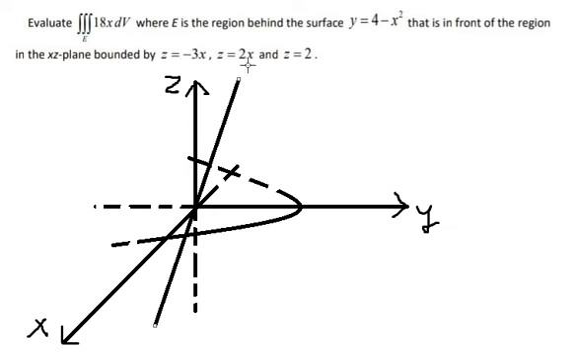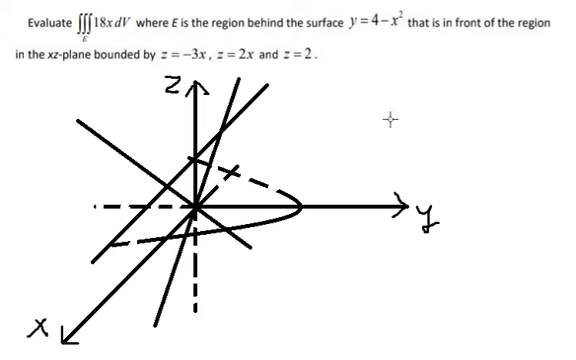z equals 2s. The line should be like this. z equals 2. The line should be like this. Now, we need to find the intersection in here and here.